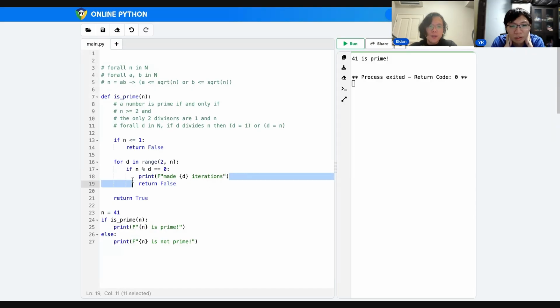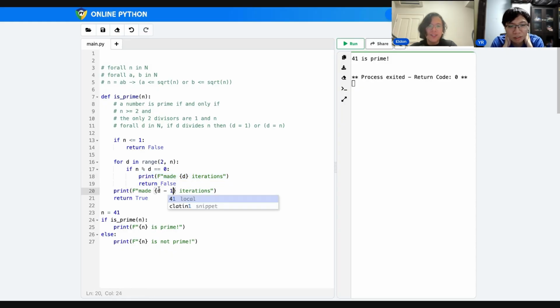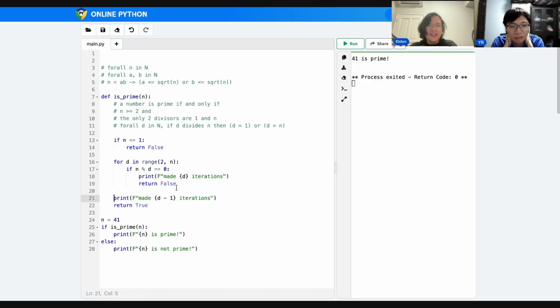No, because if you put it outside, you must have made d minus 1 iterations, right? You know what I mean? Whereas on the inside, the moment you terminate early, you're returning, so you know you made d iterations, right? So let's try.